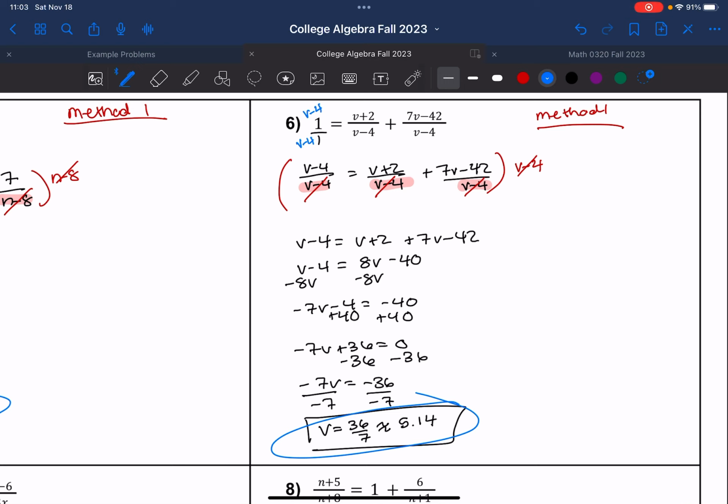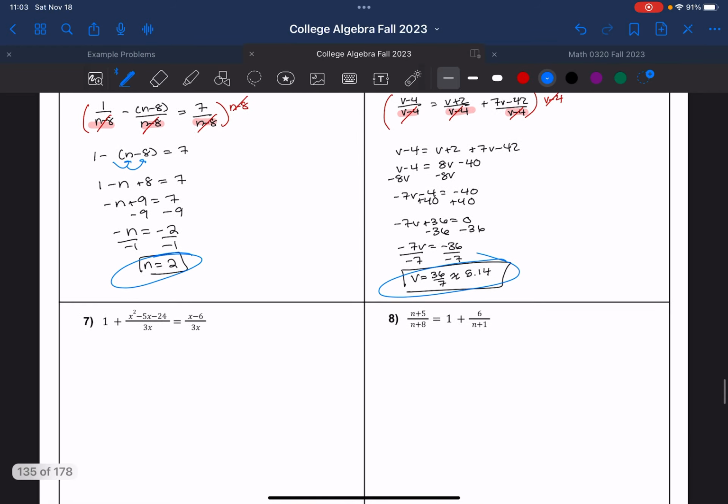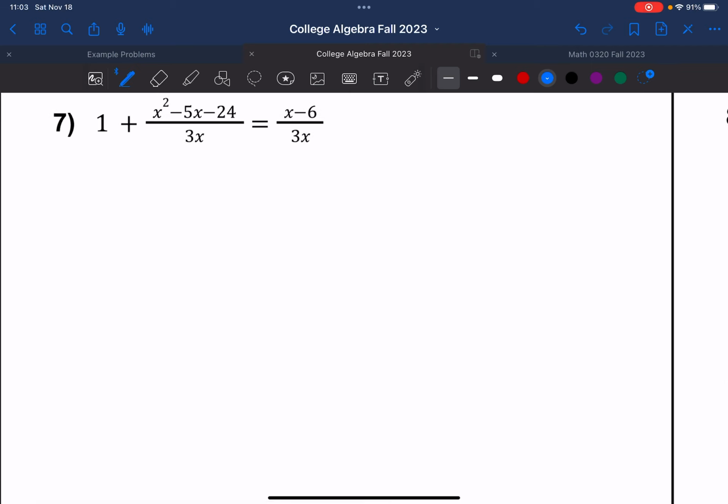Okay, now let's look at the next example. Number 7. Okay, now I'm going back to method 2 because that's the method that I prefer.